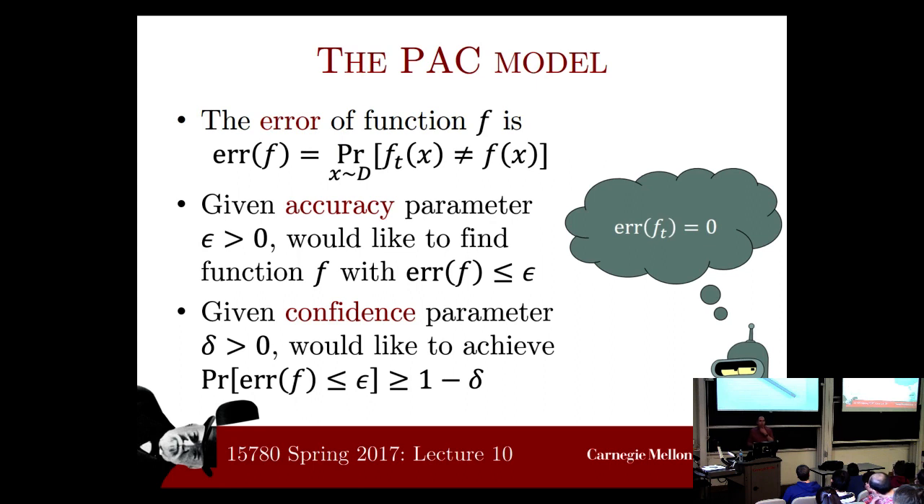However, there's also the probably thing. The way to formalize it is that we have an additional parameter called the confidence parameter delta. And our goal is to achieve the following weird thing. We want to find a function that has error at most epsilon with probability at least 1 minus delta. Now, what's the deal with this delta? Why do we need this additional confidence parameter?